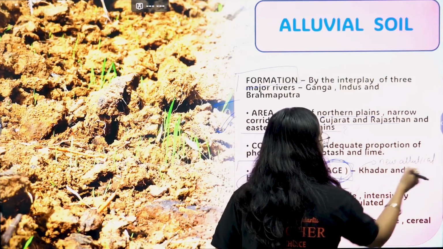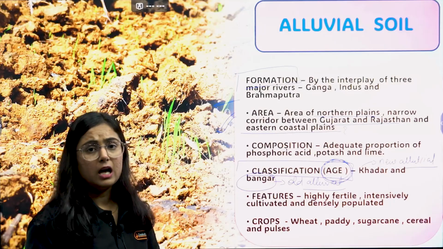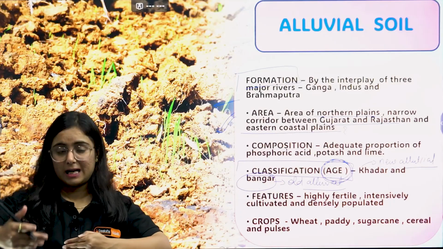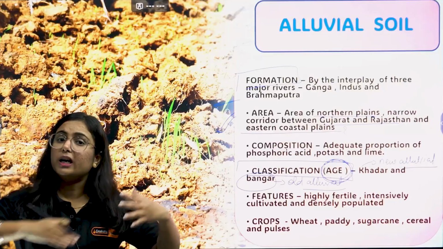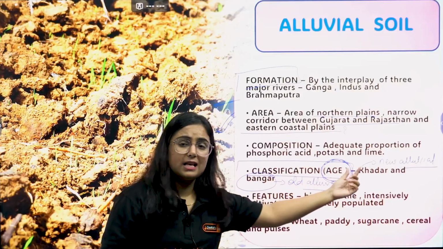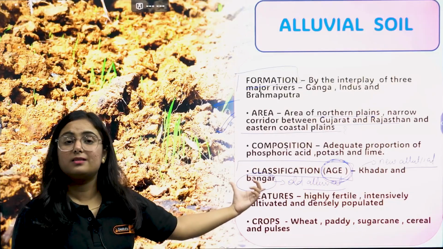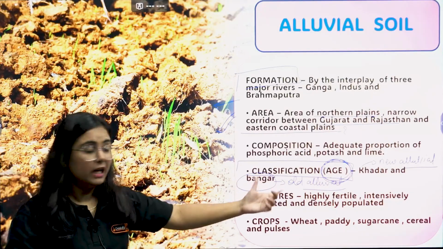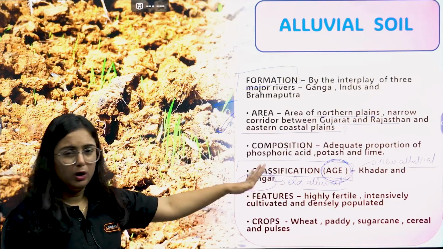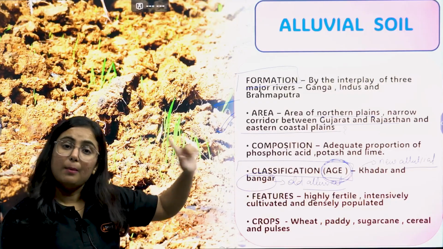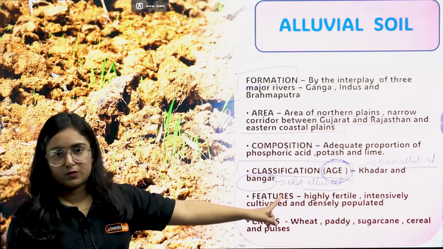Because in the downstream of this hilly region, the sediments are depositing every time. So every new year a new layer is formed, that is referred to as Khadar. This old one with the most calcareous deposits, Kankar deposits, that is referred to as Bhangar, the old one. Among these, which is the most fertile? New alluvium is the most fertile.